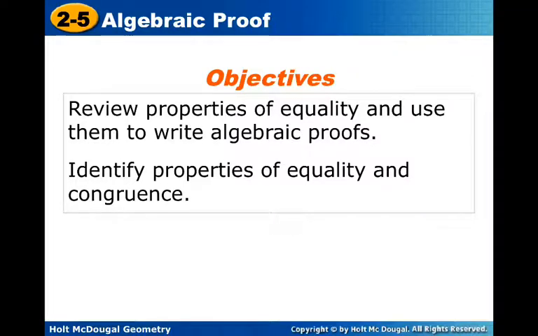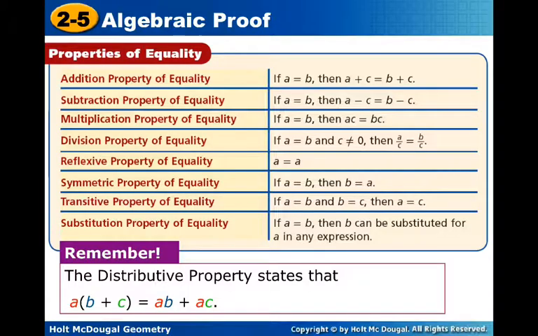Alright, this is our first lesson on algebraic proof, and it's just getting started with some things. The first part that we're going to do is basically solving an equation in a proof format, and when you do that, you just have to give a justification, a reason for each step that you take in solving that equation. So here are our properties of equality.